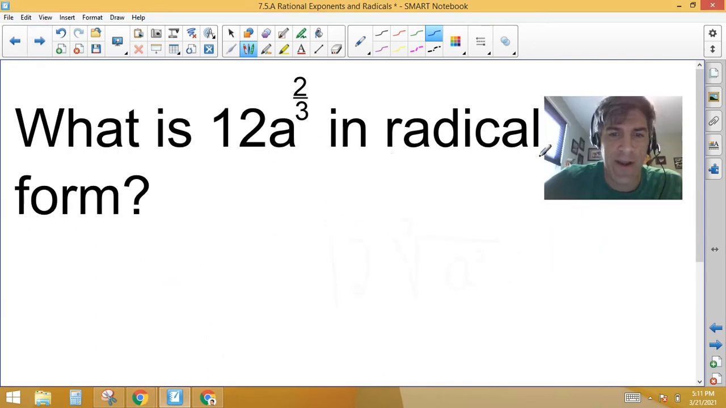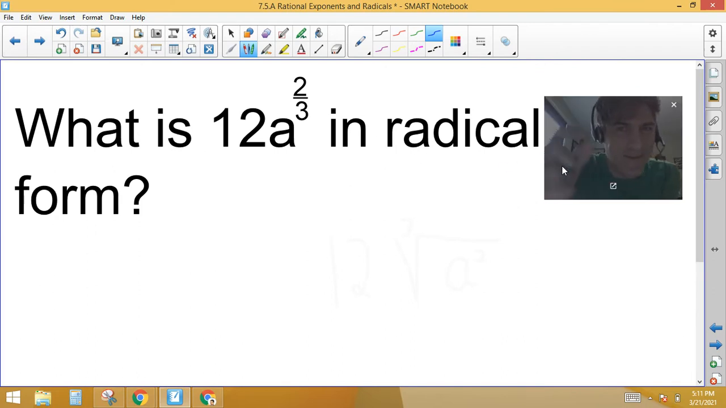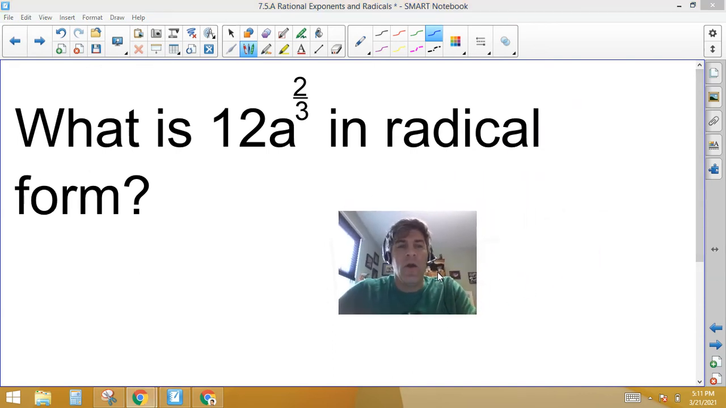You're going to try this one now. This one's a little curveball at you, so if you get it wrong, no biggie. Let me hide it now. What is 12A to the 2/3 in radical form?